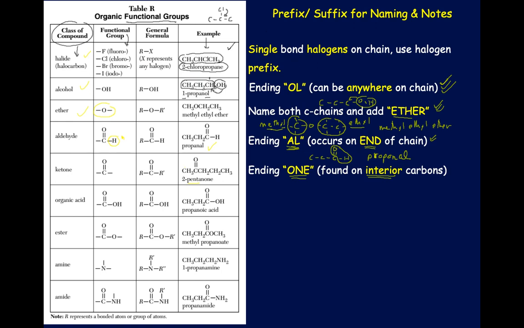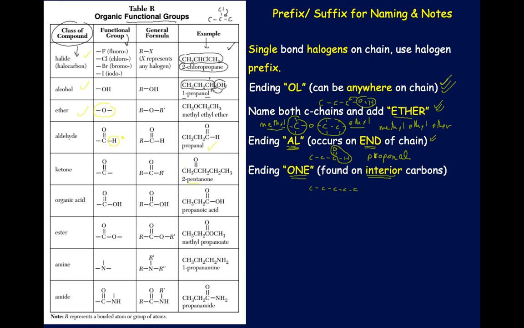So we draw them 1, 2, 3, 4, and 5. You can see that you cannot put the oxygen on the end. If the oxygen was on the end, then that would be an aldehyde. So we're going to have to put it on one of the interior carbons here. Now there's options, right? So you could put it on carbon number 2, or you could put it on carbon number 3.